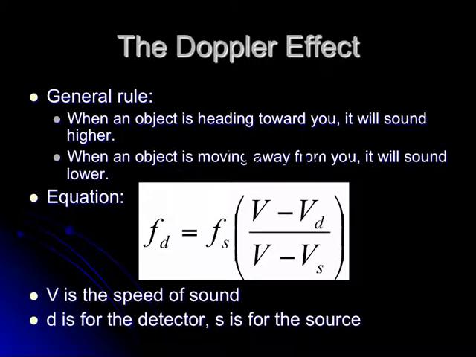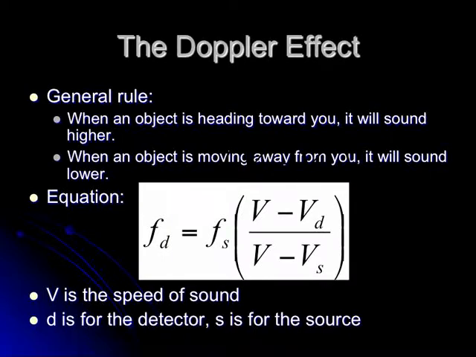Aren't you the detector? Yeah, you are the detector, right? Well, you could be producing the sound, but generally you will be the detector. Divided by the speed of sound, 343, minus the speed of the source. If the source is sitting still, that's 0.